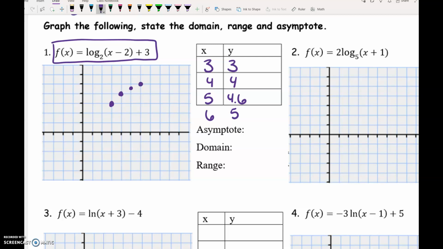Now these points still don't look like much. You need to remember your asymptote. This graph moved right 2, so our asymptote is going to be x equals 2. So at 2, I'm going to draw in a dashed line to help me. It's going to curve up through these points, and on the left side, it's going to keep getting closer and closer to that asymptote. All of the points are on the right side of that asymptote, so x is greater than 2, and our range is all real numbers.